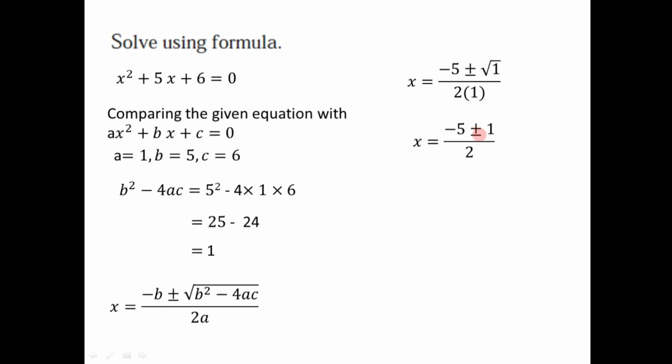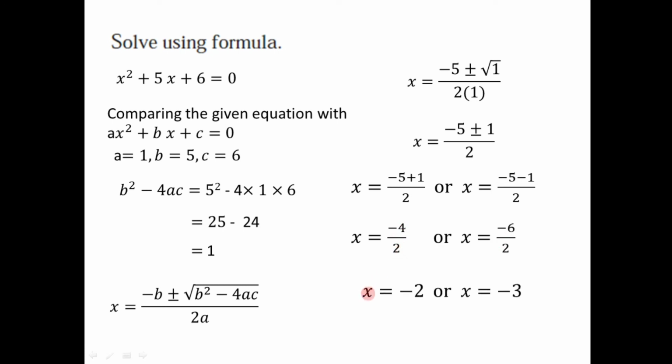Now I can separate these plus or minus signs so as to get the value of x as x is equal to minus 5 plus 1 divided by 2, or x is equal to minus 5 minus 1 divided by 2. The next step would be x is equal to minus 5 plus 1, that's minus 4 divided by 2, or x is equal to minus 5 minus 1, that's minus 6 divided by 2. If we divide minus 4 by 2, we get x is equal to minus 2, or if we divide minus 6 by 2, we get minus 3. So here two values we got, x is equal to minus 2 or x is equal to minus 3.